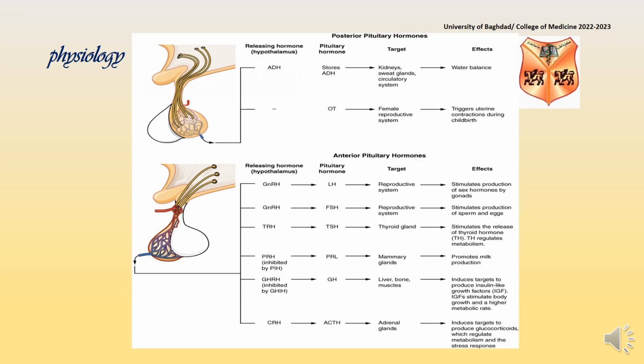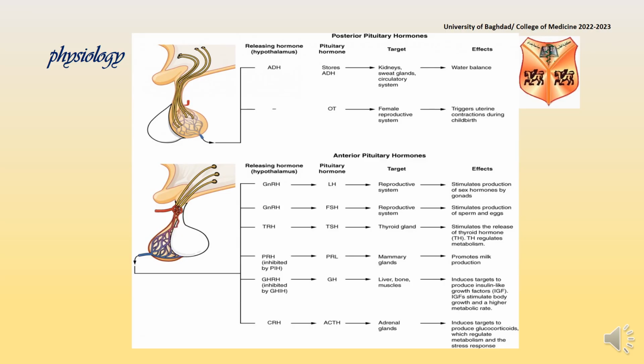The anterior pituitary gland is under control by releasing hormones from the hypothalamus, like gonadotropin releasing hormone, which stimulates the pituitary to secrete LH and FSH, which in turn stimulate the target tissue, which is the reproductive system, to stimulate the production of sex hormone by gonads under the effect of LH, and stimulate the production of sperm and eggs under the effect of follicle stimulating hormone.